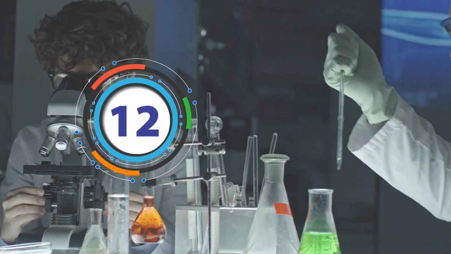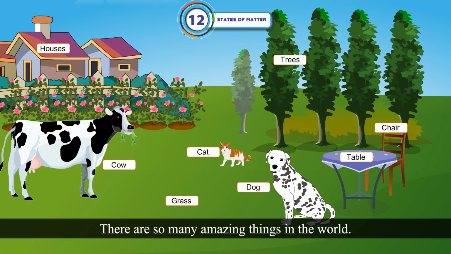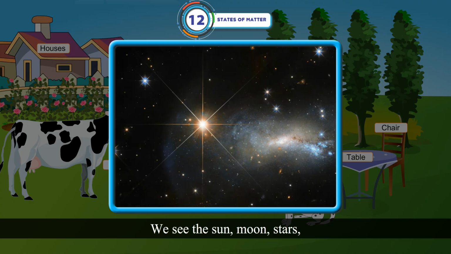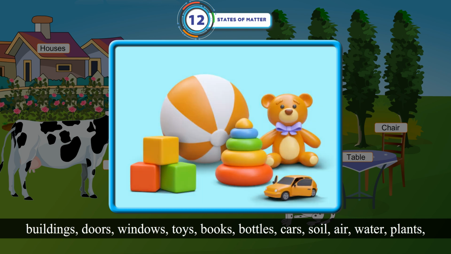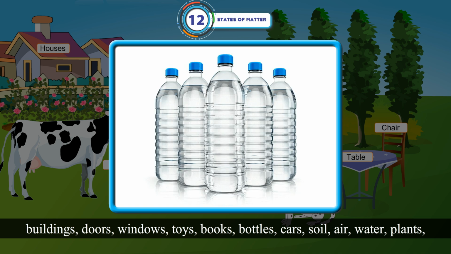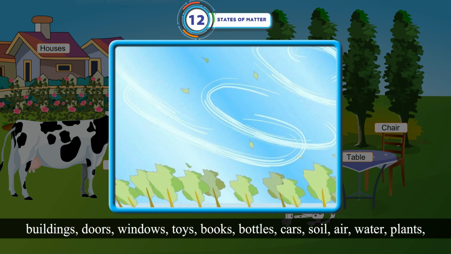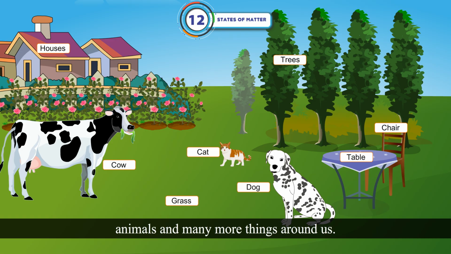Chapter 12. States of Matter. There are so many amazing things in the world. We see the sun, moons, stars, buildings, doors, windows, toys, books, bottles, cars, soil, air, water, plants, animals, and many more things around us. They are all made up of different materials.